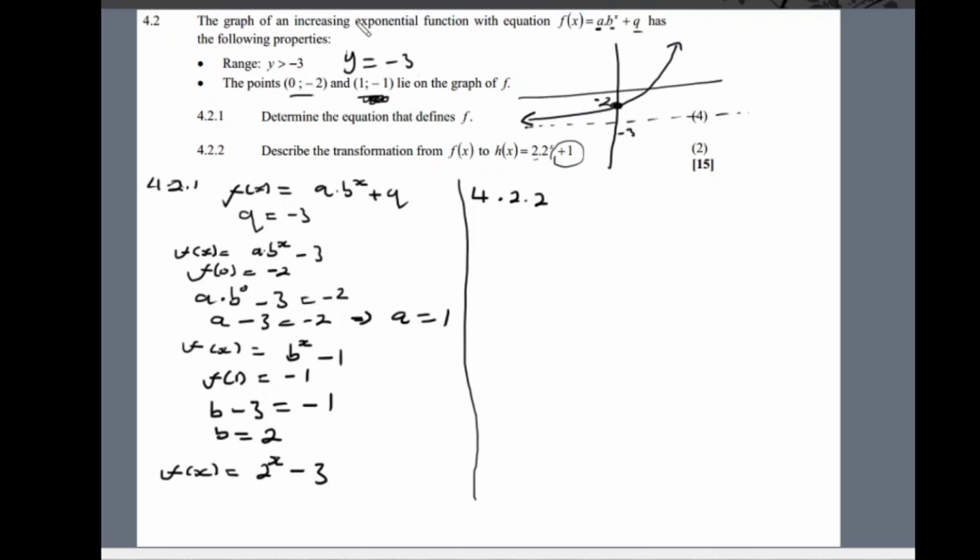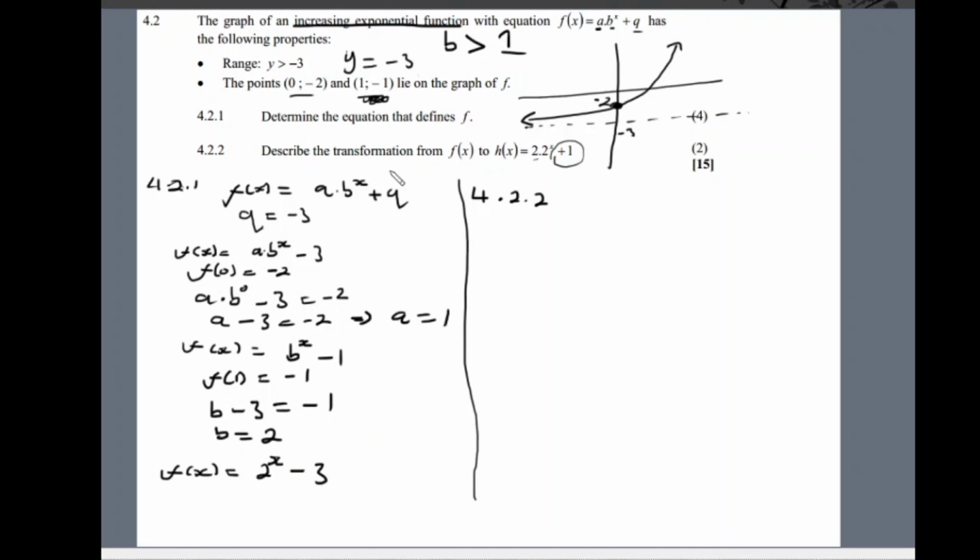So again, when you are calculating the value of b, they told you this is an increasing exponential function. So when they tell you this, you should know that b has to be greater than 1. If it happens that you find that maybe b is equals to 1 over 2, then you know immediately that your b is wrong, because they told you that this is an increasing function, right?